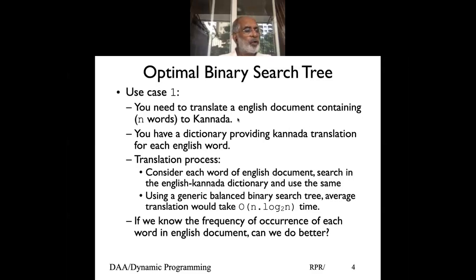Essentially, if you know the frequency of different words, like certain words could be occurring again and again, and if you know that certain words appear more often than others, then can that give us a better search result rather than still doing a log n? And that's what we look at. Let's look at another example.